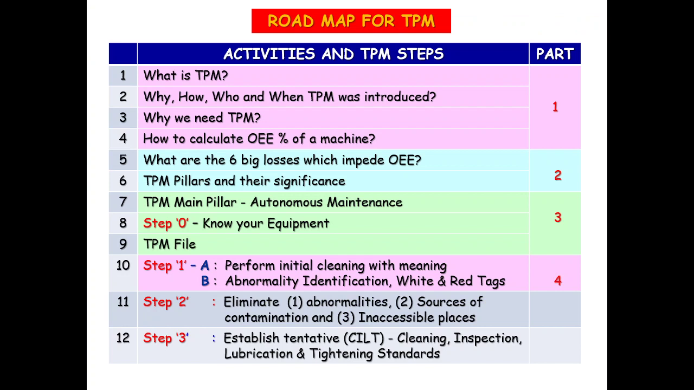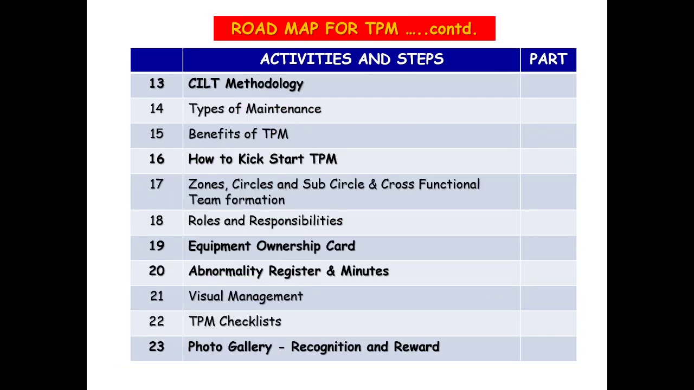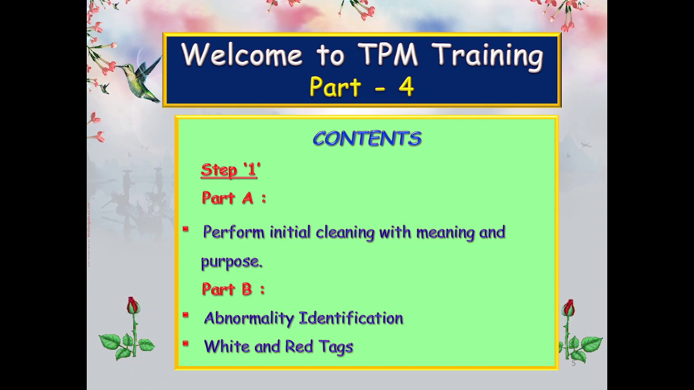This slide and the next slide show us the roadmap, steps and activities to be carried out for implementing TPM, which we have already discussed in detail in our previous videos. Welcome to TPM training part 4. In this video, we will be discussing the first step in TPM, that is part A, how to perform initial cleaning with meaning and purpose. And in part B, how to identify abnormalities and also what are white and red tag abnormalities.